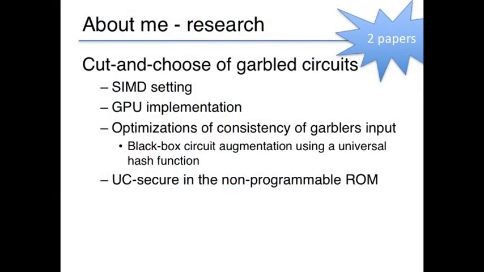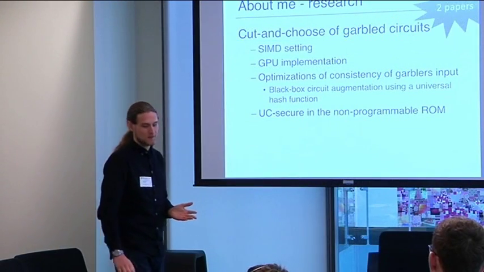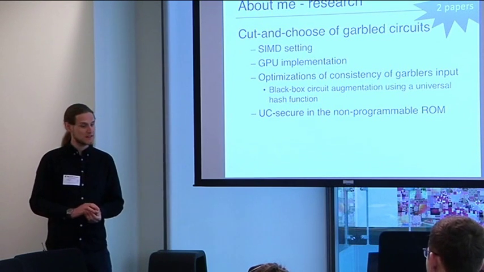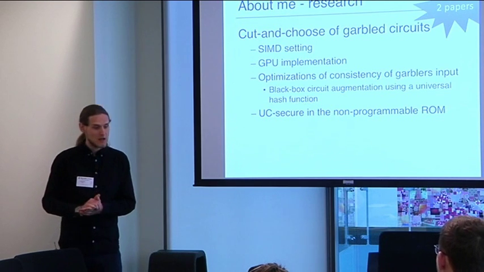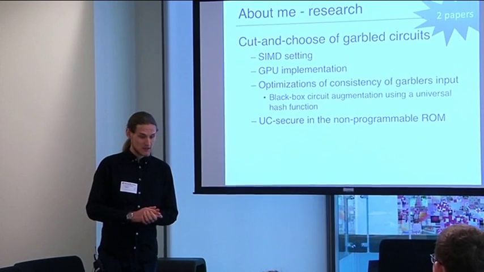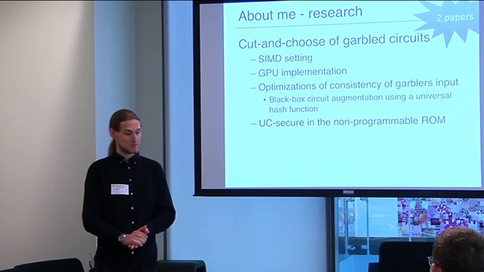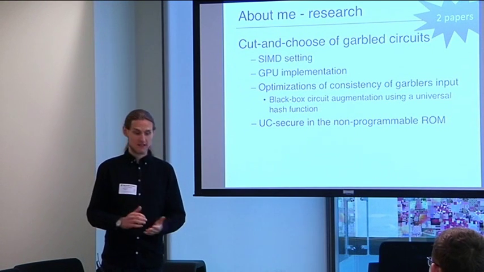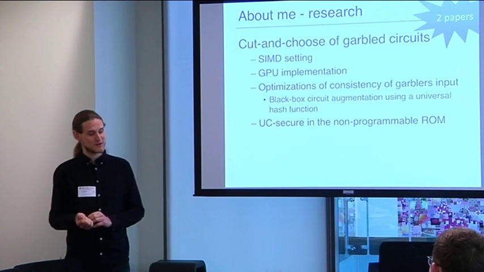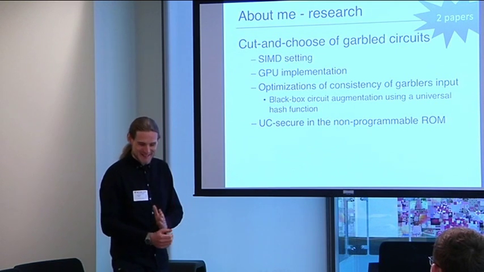A little bit more about my research. I have 2 papers on concurrent use of base protocols of garbled circuits. Both of these papers consider the SIMD setting, same instruction, multiple data, and contain GPU implementations of maliciously secure garbled circuits. Both papers also consider optimizations of ensuring consistency of the garbler's input, based on circuit augmentation and universal hash functions. Both papers are UC secure in the non-programmable random oracle model. So you might ask, what's the difference between these 2 papers? Because they all sound a lot the same.